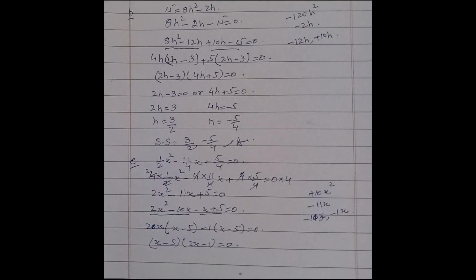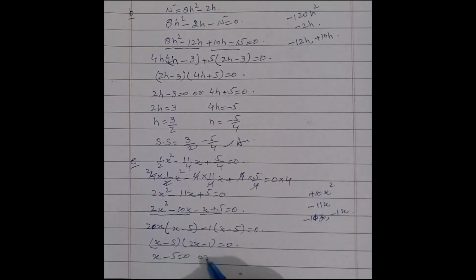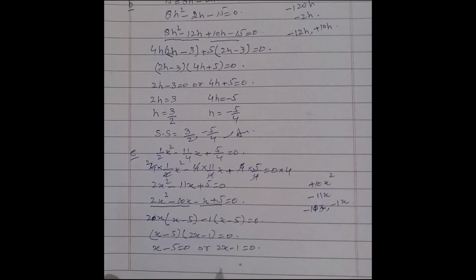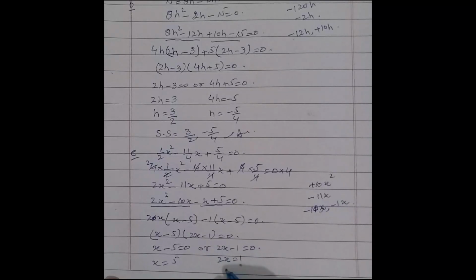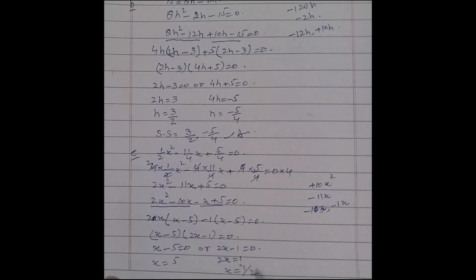And now we find the values: x minus 5 is equal to 0 or 2x minus 1 is equal to 0. The value of x is 5, and the other value is 2x is equal to 1, so x is equal to 1 over 2. Hence the solution set of this question is 5 and 1 over 2, which is the answer of part C of the question.